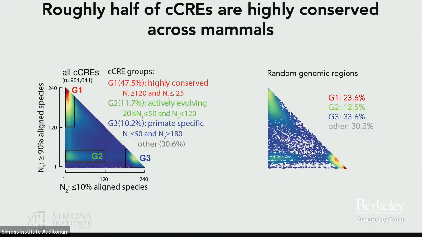Oh, N1 is the number of species, number of genomes, sorry. N1 is the number of genomes out of the 240 that can align at least 90% of the positions of a particular CCRE. N2 is at most 10%. So N1 and N2 sum up to at most 240. That's why it's on the triangle. So you can see that group 1 is enriched. Very enriched. So half of the CCREs are actually enriched across all the mammals. This is much more so than the vertebrate, which you will see in the next slide in comparison.